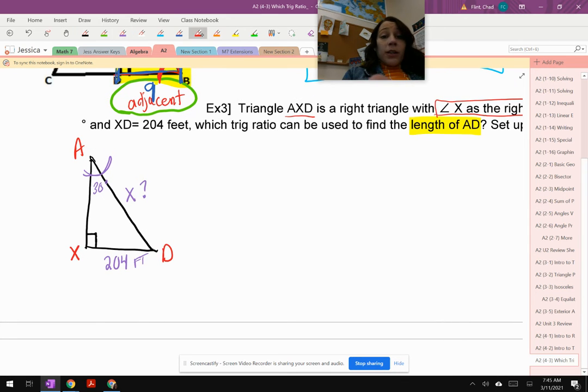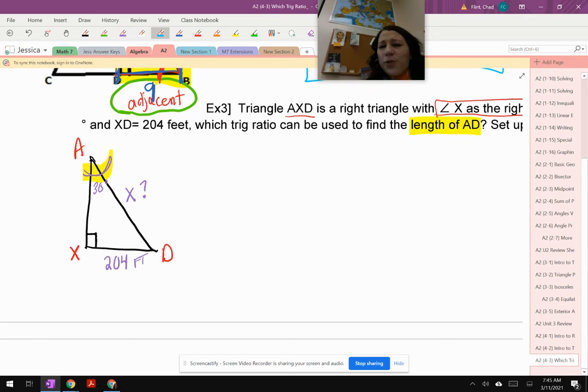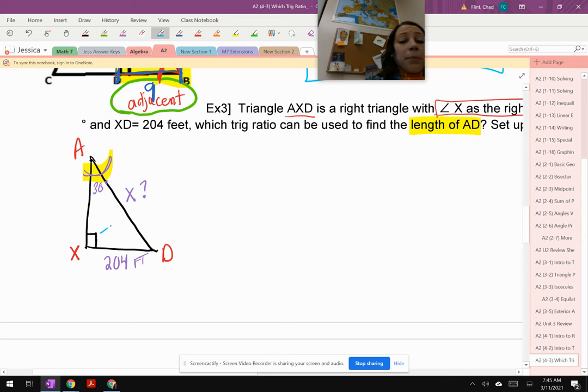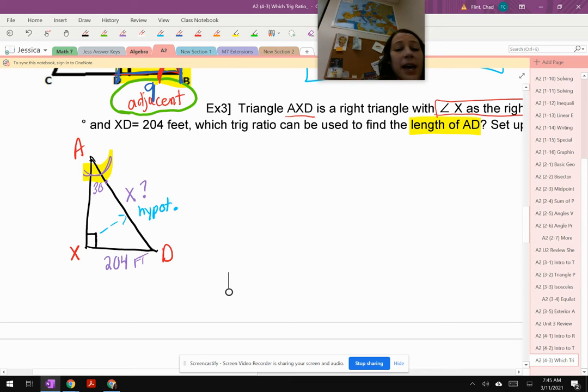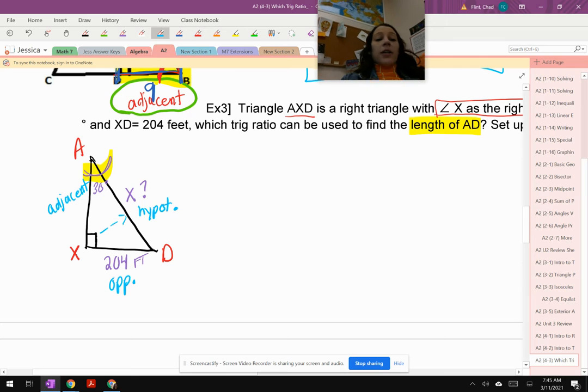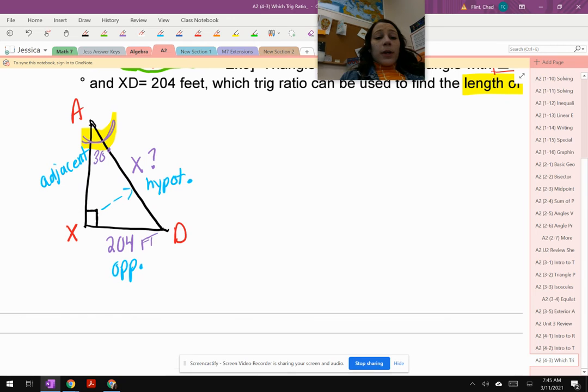Okay, so they told us what angle we were using. We know that we're using this angle A up here. So from this angle, the opposite side, I always forget to label the hypotenuse first. The hypotenuse, across from the right angle, is this longest side over here. Now, using that angle A, the side opposite that would be this 204 down here. And the adjacent side would be this leftover side that's right next to it, because remember, adjacent just means next to. All right, so I got my picture labeled.